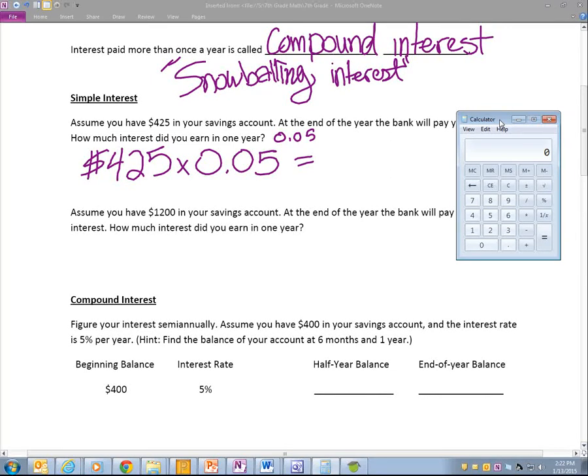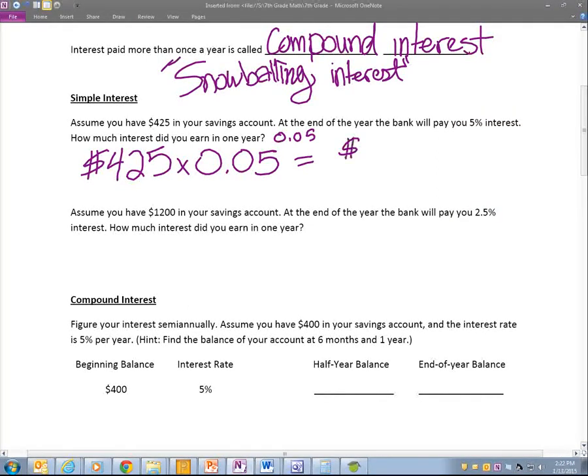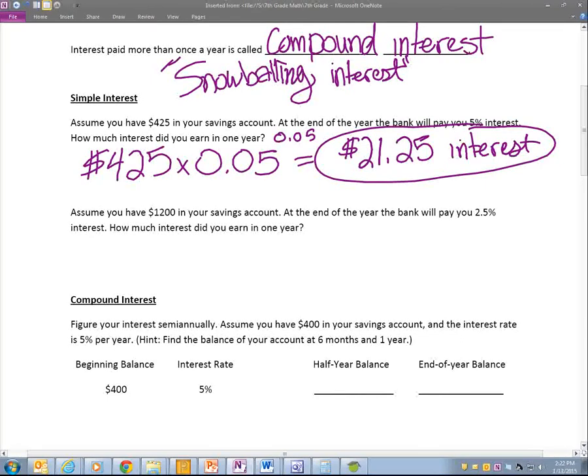So we have 425 times 0.05. We are going to be making $21.25. We're going to make that much money for just having our money chilling there at the bank.